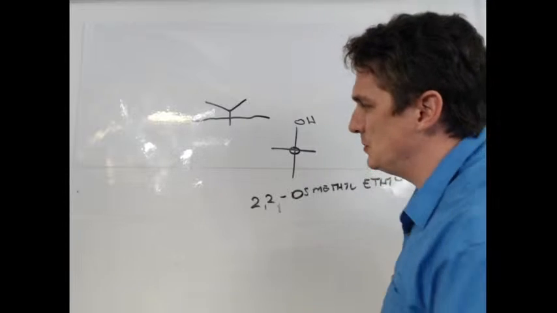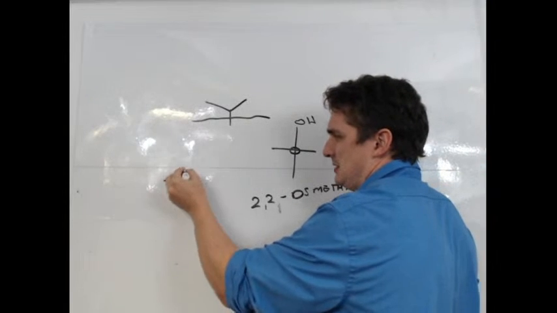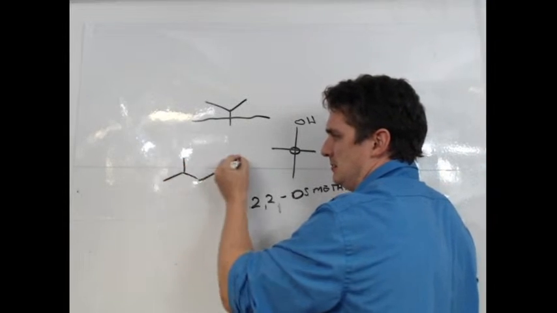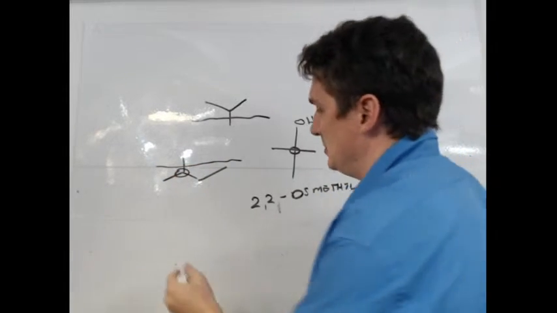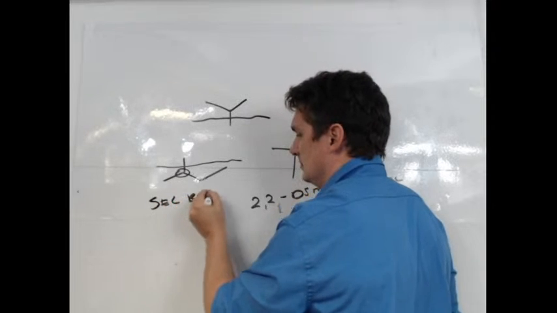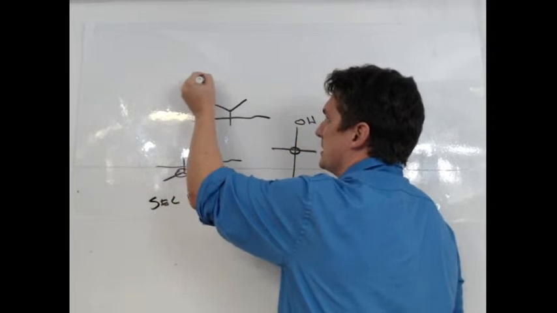Sec-butyl is the other weird one. So secondary butyl means that you're attached to the secondary carbon of a 4-carbon chain. So this is sec-butyl. And this is isopropyl.